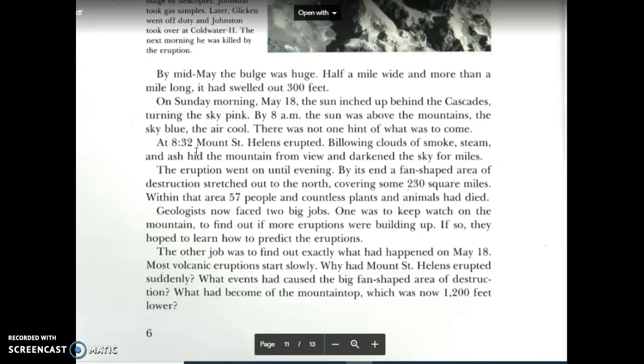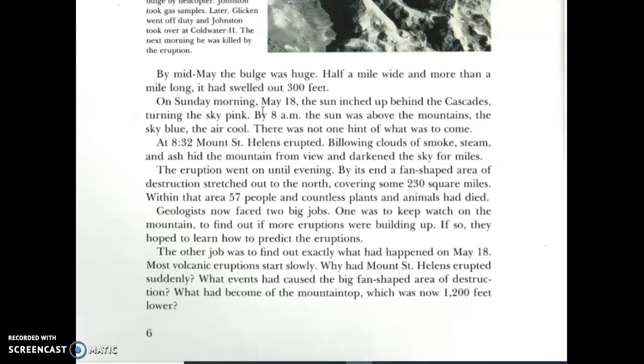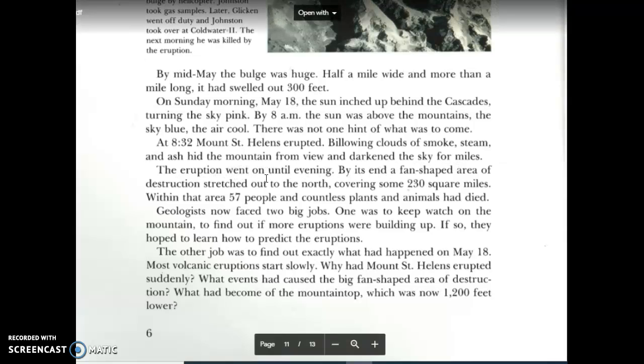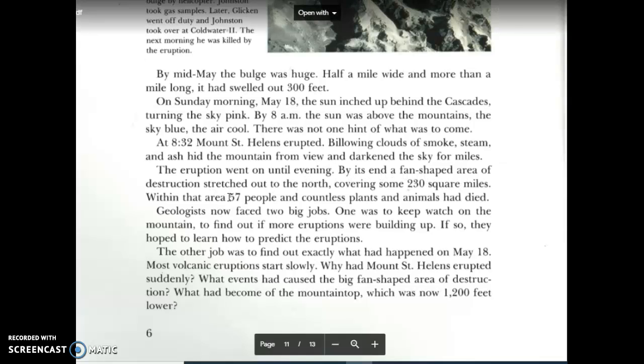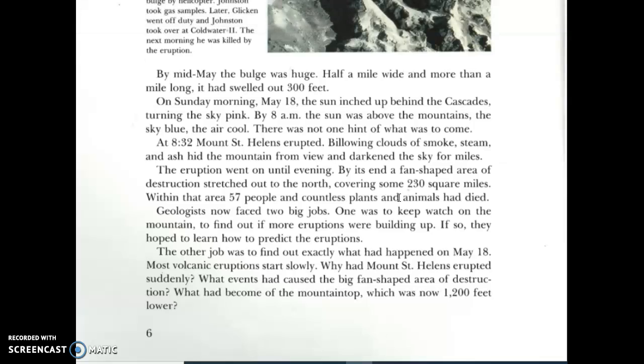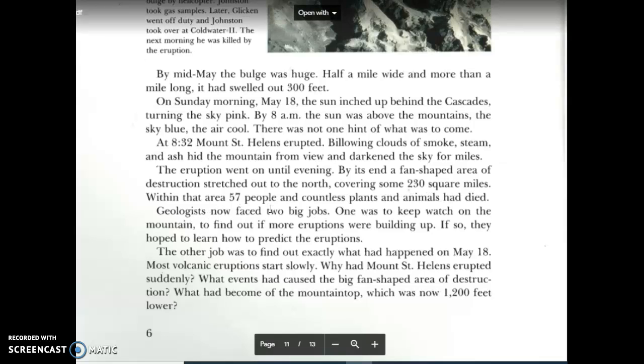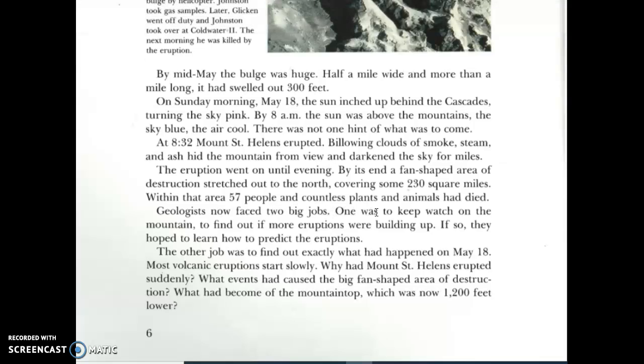At 8:32, so that's only 32 minutes later after this beautiful morning, Mount St. Helens erupted. Billowing clouds of smoke, steam, and ash hid the mountain from view and darkened the sky for miles. The eruption went on until evening. By its end, a fan-shaped area of destruction stretched out to the north, covering some 230 square miles. Within that area, 57 people and countless plants and animals had died.